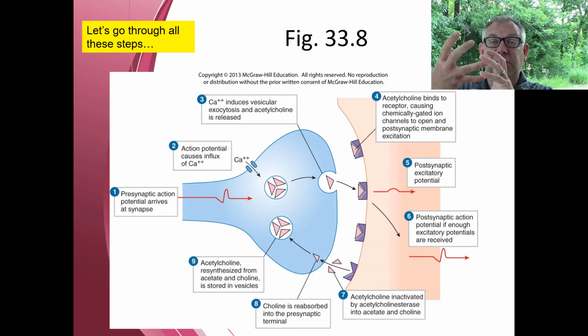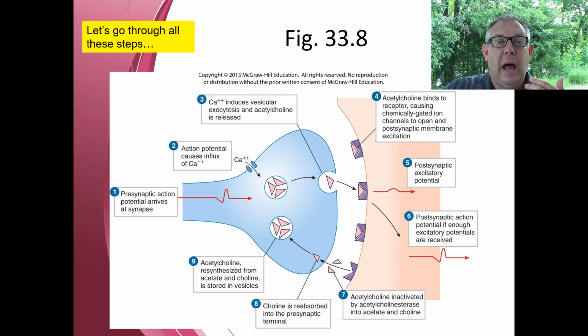What's that do? Causes them to change their shape. And so causing chemically gated ion channels. So when a chemical binds, it opens the gate and it allows ions to flow in. And so it causes chemically gated ion channels to open and postsynaptic membrane excitation. Well, what kind of gates are these? If we're going to excite this nerve, what do we need to do to get this nerve excited so that it will form an action potential? We need sodium to rush in, right?